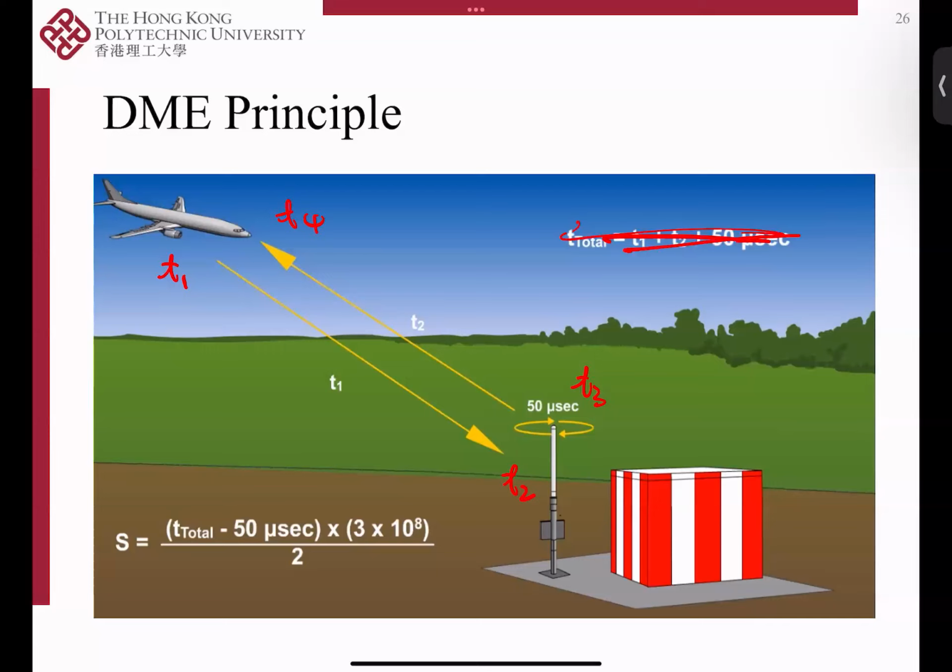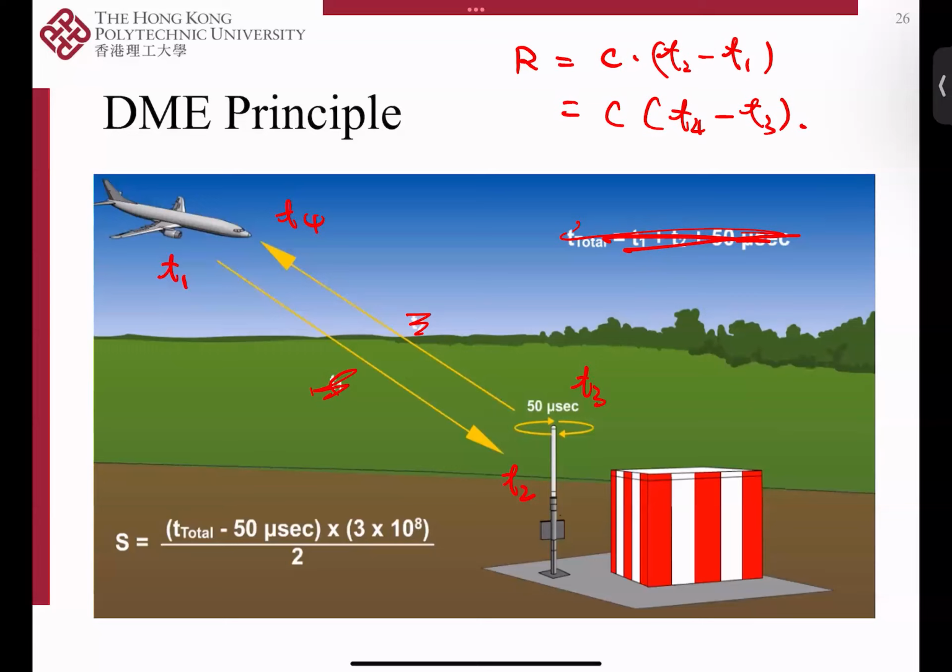If we calculate the range information, the range equals the signal propagation, right? What we have is the speed of light multiplied by T2 minus T1. And it's also the same, because they use the same distance, but this time it is T4 minus T3. So that's what we have.